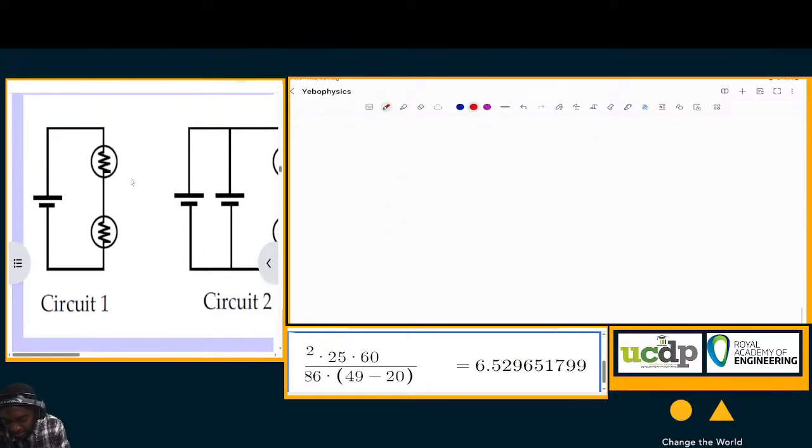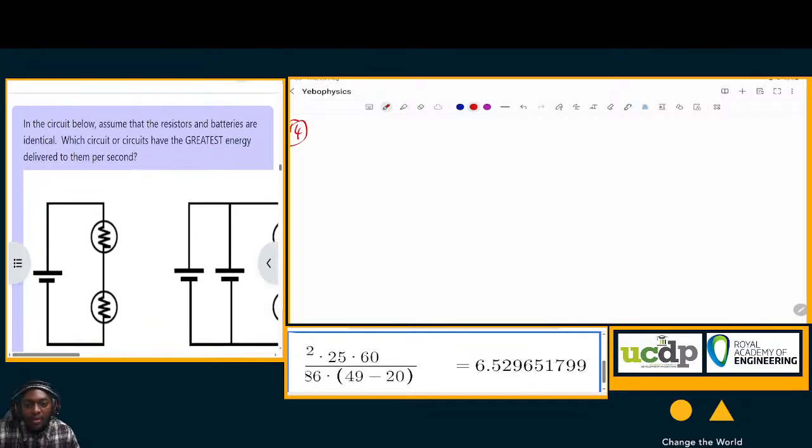Question 14 reads, in the circuit below, assume that resistors and batteries are identical. Which circuit or circuits have the greatest energy delivered to them per second, rather?